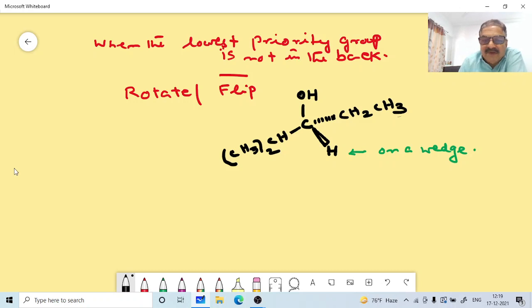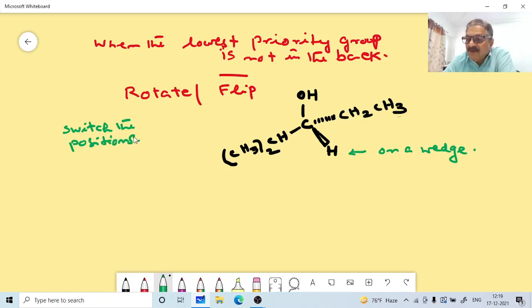Here, switch the position. That is what we have to do here. Switching the position of the lowest priority group, that is hydrogen, with the group located behind the page, that is CH2CH3 here. Then you have to determine the R or S in the usual manner. Correct? Then afterwards, you have to reverse the answer. You have to change the answer, because if you get R, you make it S, because you have switched the position here. Correct?